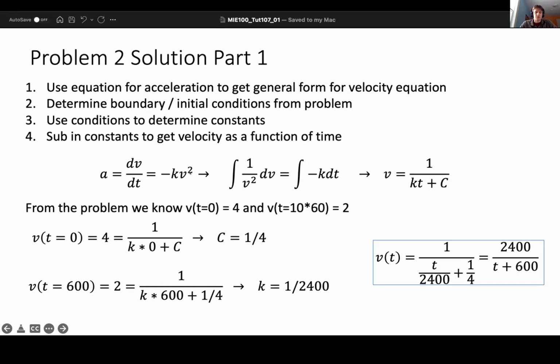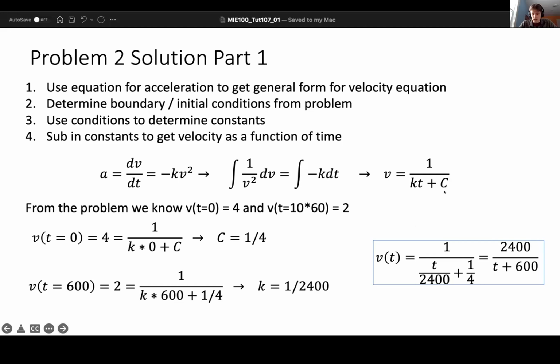This is basically just solving a differential equation, which gives us 1 over v squared is equal to negative k dt. And then we just integrate both sides. Does that clear that up, or is there still confusion? Yeah, that's good. Okay.